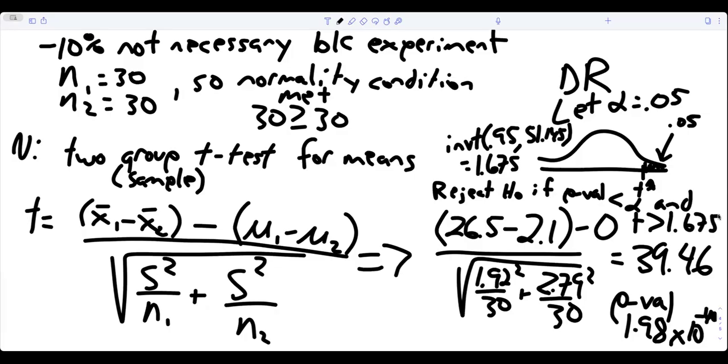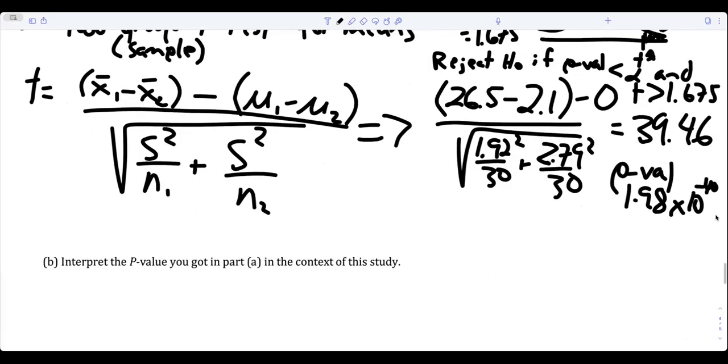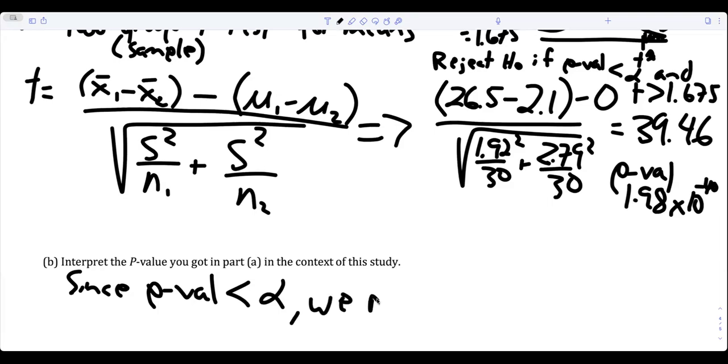Okay, so since p-value is less than alpha, we reject that H naught.